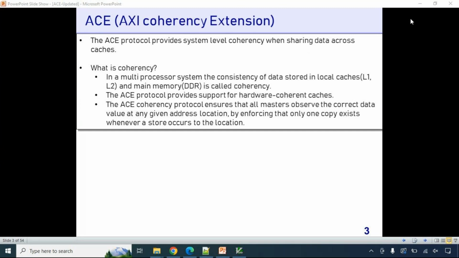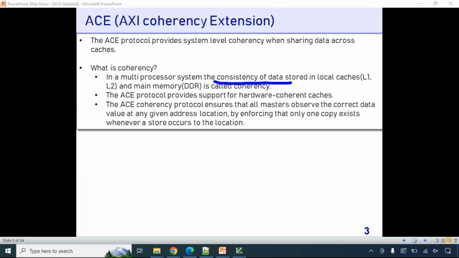The ACE protocol provides system level coherency when sharing data across caches. So what exactly is coherency? In a multiprocessor system, the consistency of data stored in local caches, L1 and L2, and main memory is called coherency. What do we mean by consistency? The data should be the same. Every processor should see the same data for a given location.